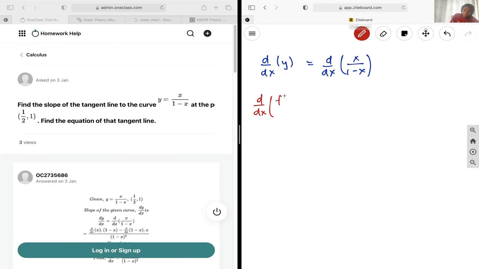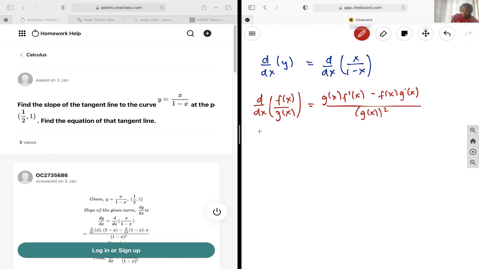So d over dx of f of x over g of x is going to be equal to g of x times the derivative of f of x minus f of x times the derivative of g of x, all over g of x squared.